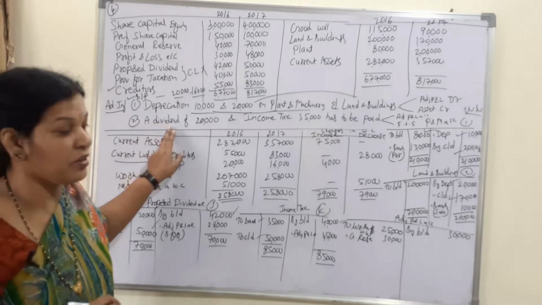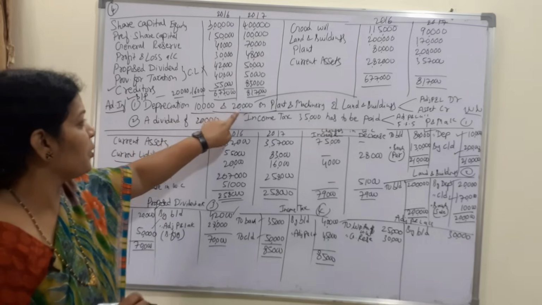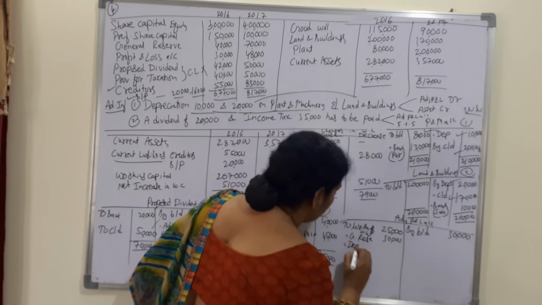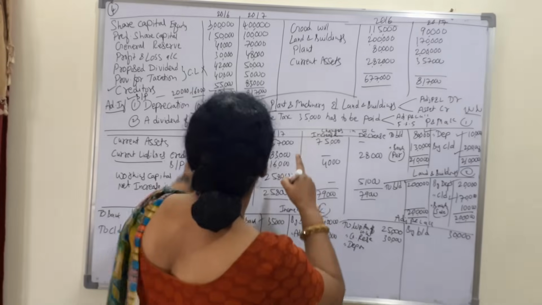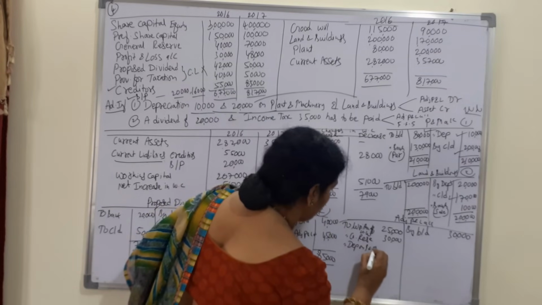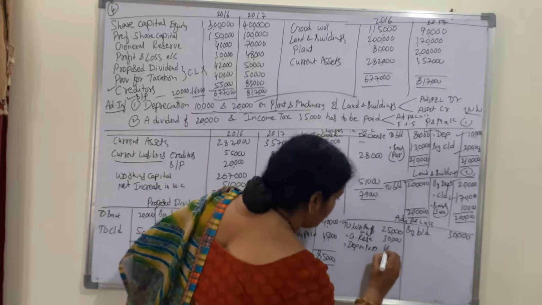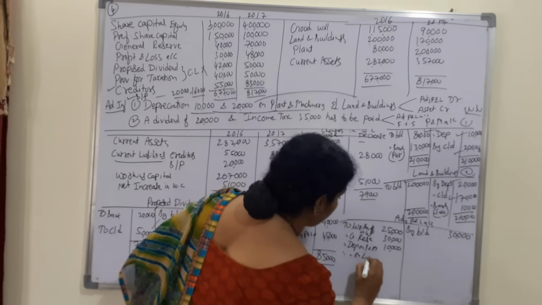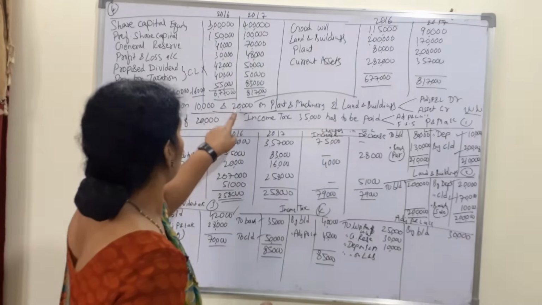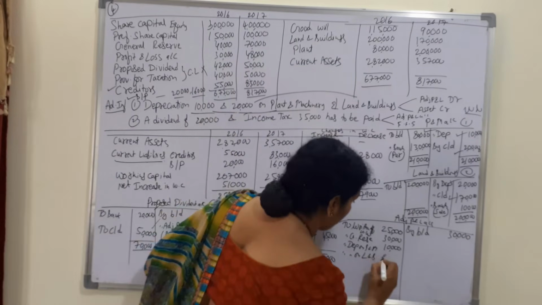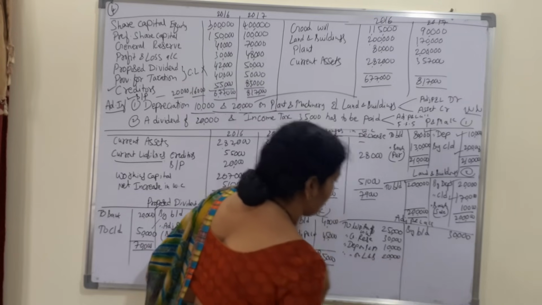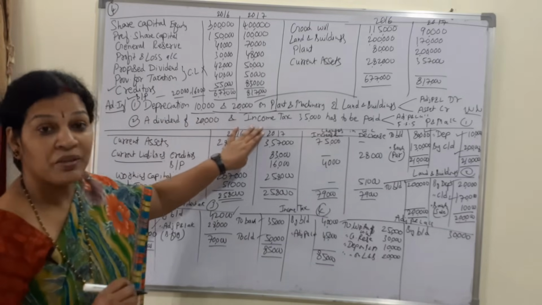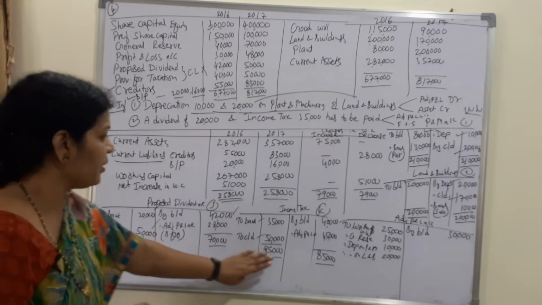Now coming to the depreciation. Depreciation is 10,000 and 20,000. Both will come in the adjusted P&L account. First, depreciation on plant and machinery, 10,000. Next, depreciation on land and buildings, 20,000. Then the proposed dividend and income tax accounts, which we have already opened.